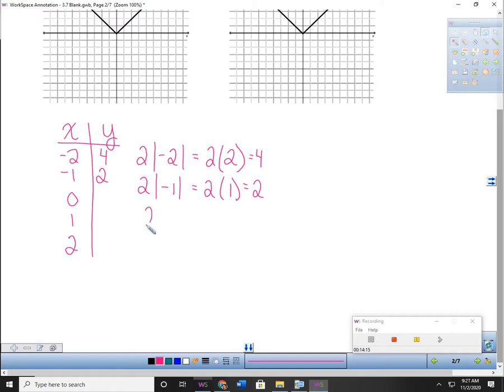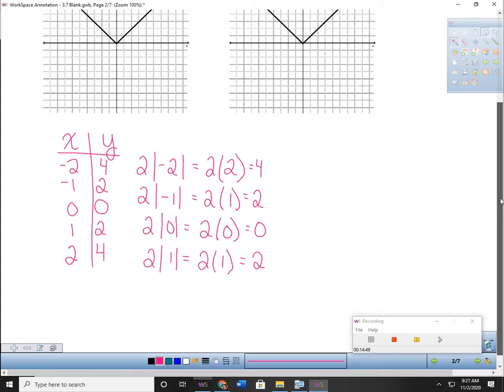Now I have 2 times the absolute value of 0. What is the absolute value of 0? 0. So 2 times 0 is 0. Now I do this again. 2 times the absolute value of positive 1. What is the absolute value of positive 1? 1. So 2 times 1 is 2. Did you find your center? Yes. What's the next one going to be? 4. So now I'm going to go up and plot those points.